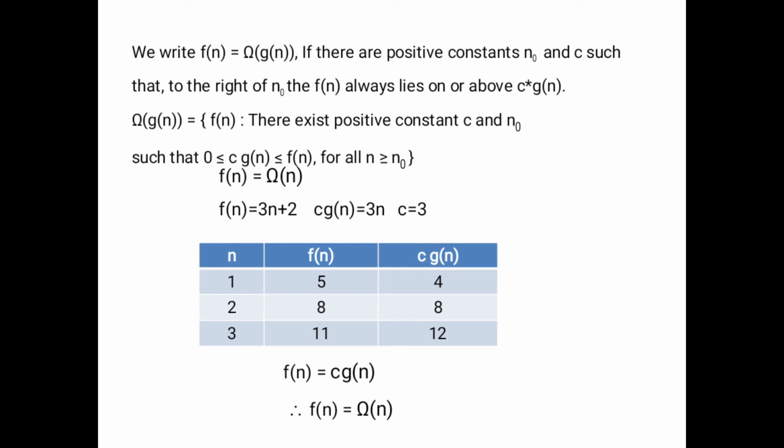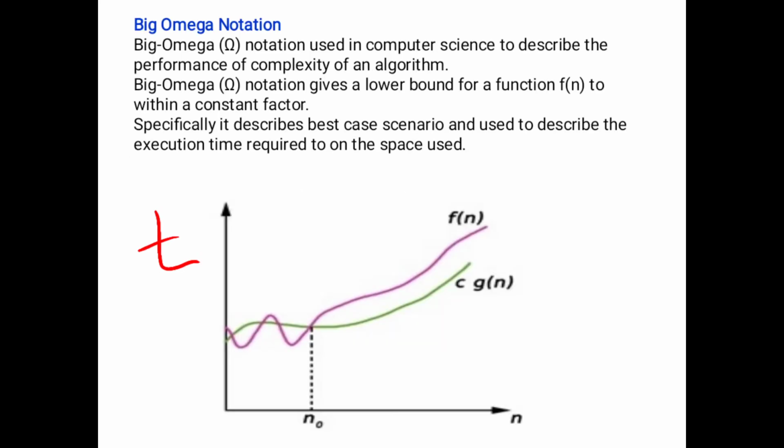Okay, so c g of n is less than f of n. So the condition is satisfied, because the f of n function is the maximum and the c g of n function is the minimum value. So the condition is c g of n is less than or equal to f of n. The condition is satisfied.